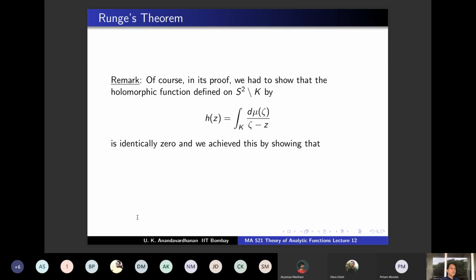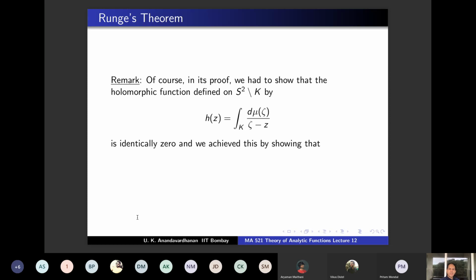And how did we show this is identically 0? You take the components of S2 minus K. S2 minus K is open, so each component is automatically open. And on all these open sets, you have to show that h is identically 0. So arbitrarily, you pick one open set V and you have to show that h is identically 0 on that chosen open set. How did we show that? You take a point from that open set and you take a neighborhood of that, an open disk around that completely contained in V. That you can do because V is open.